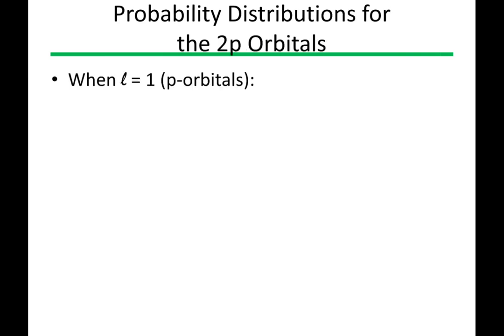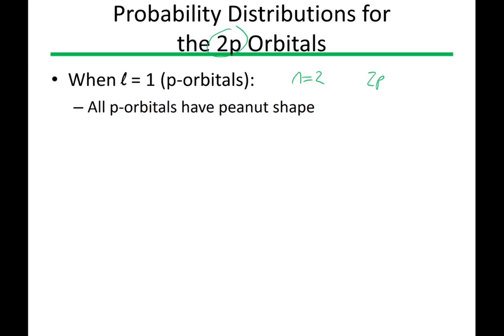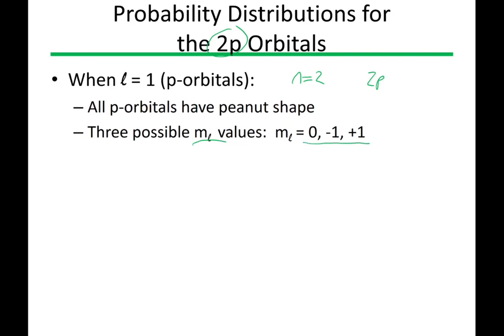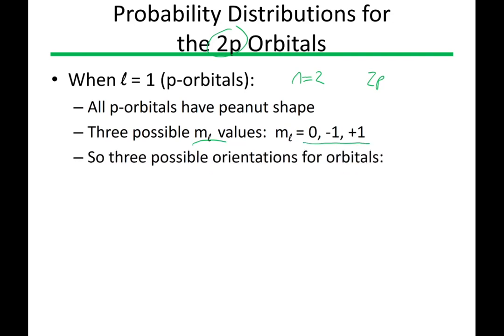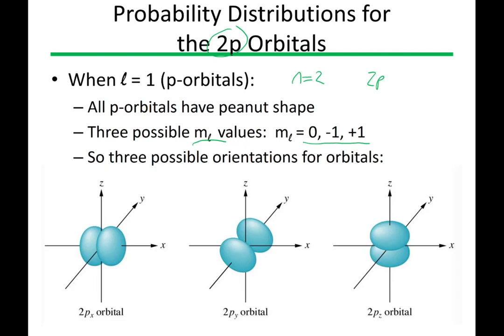For the p orbitals, this happens when L equals 1. And remember, for L to equal 1, n has to at least equal 2 or higher. So the first p orbitals would be the 2p orbitals. The p orbitals have sort of a peanut shape. And there are 3 possible values of m sub L: 0, -1, and +1. So there are 3 possible orientations for the p orbitals. These are defined by the axis that they lie on. So the px orbital would be on the x-axis, the py on the y-axis, and the pz would be the peanut that lies along the z-axis.